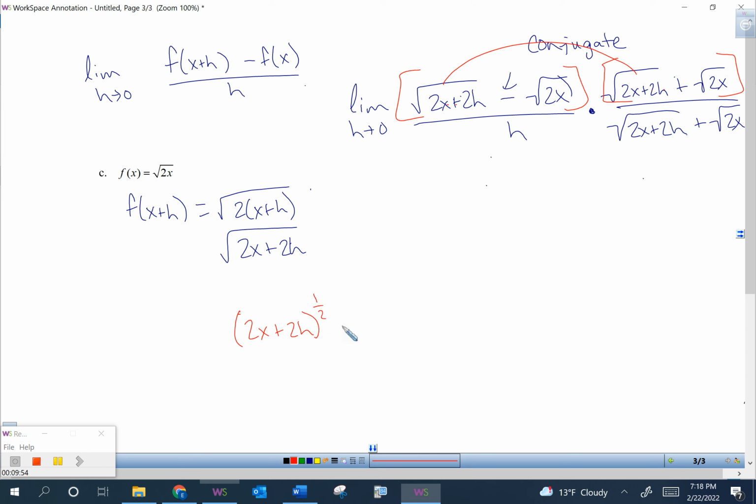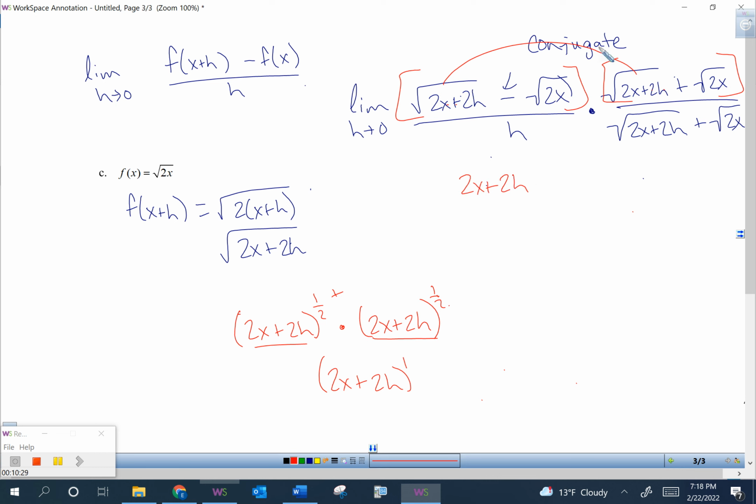When I am multiplying 2x plus 2h times 2x plus 2h, when they both have powers of a half, the base stays the same, and my rule for my exponents is adding them. So that's 2x plus 2h to the first power, because a half plus a half is a whole. So when we are seeing these two things, as long as they match, those radical symbols really cancel each other out, leaving you just with what's underneath. And that's always going to be the case.